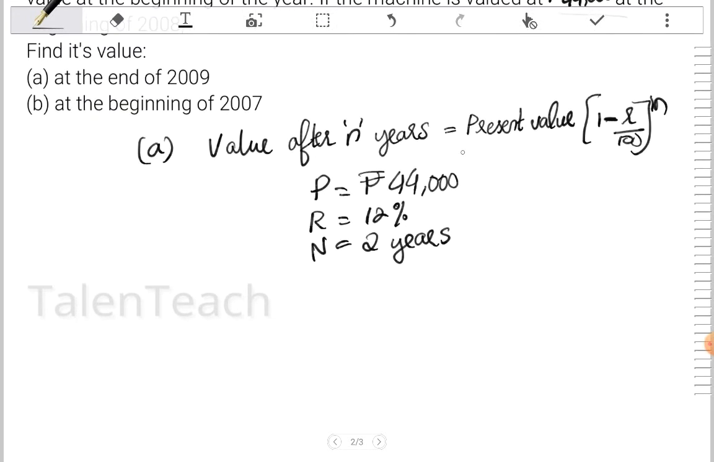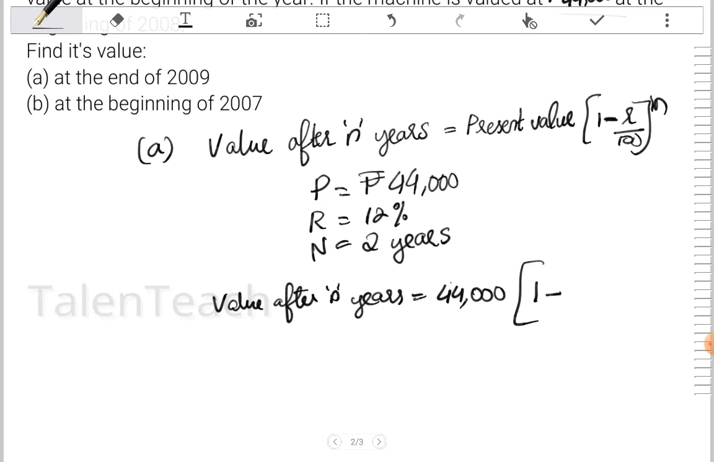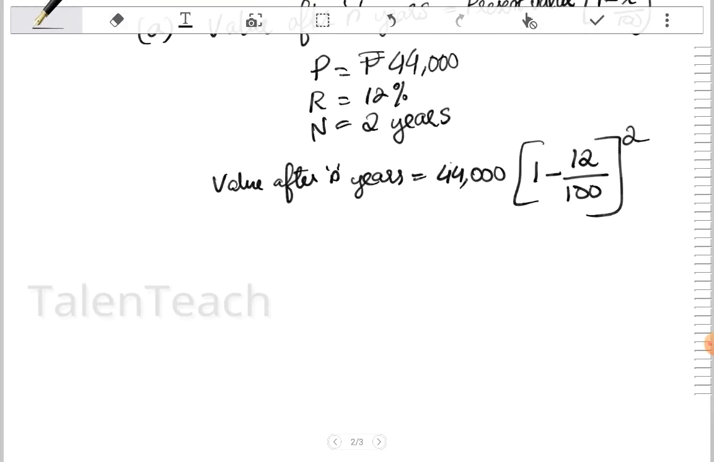Now let's substitute these values into this equation. So value after n years is equal to present value, for us is rupees 44,000. So 44,000 into 1 minus rate of interest is 12%, so 12 by 100, the whole raised to number of years, for us is 2 years. So 2. Next, first let's solve inside the bracket.